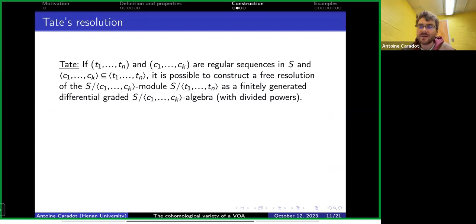A construction due to Tate states the following. If you have two regular sequences, T1 to Tn and C1 to Ck in your commutative Noetherian ring, such that one ideal will be included in the other, then there is a recipe to construct a free resolution for this module, C1 over the Ti, for this algebra, S over the C1 to Ck. An important consequence of this construction is that it's going to be finitely generated.